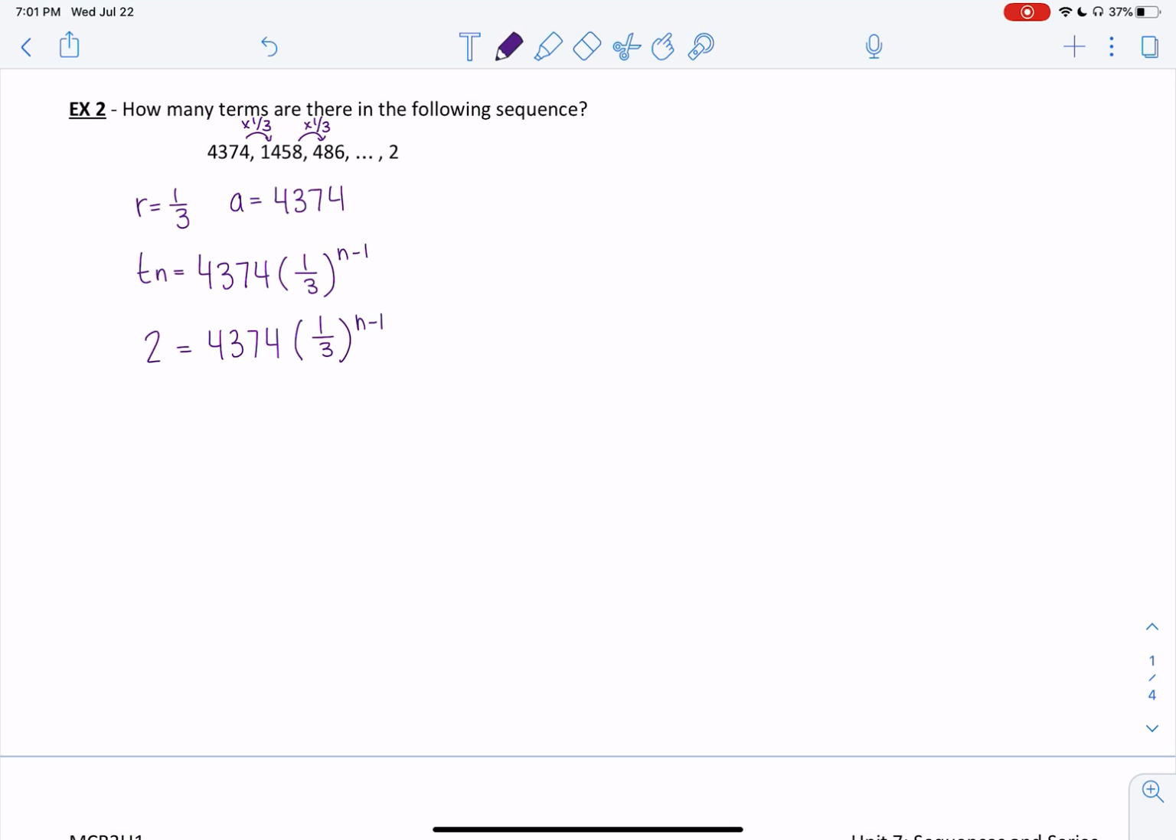So now let's start simplifying this. So we're going to divide both sides by 4,374. So 2 over 4,374 is equal to 1/3 to the power of n minus 1. Now let's reduce that fraction there, the 2 over 4,374. So that would give me 1 over 2,187.